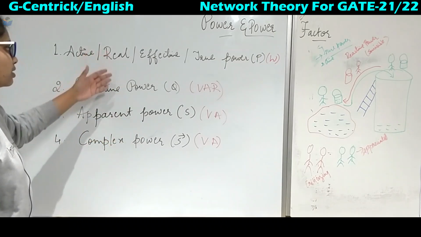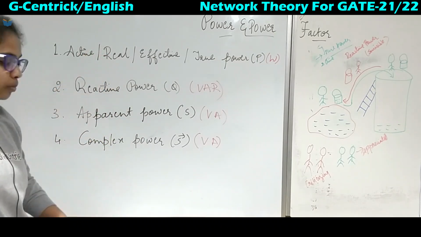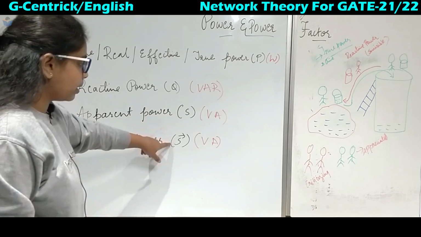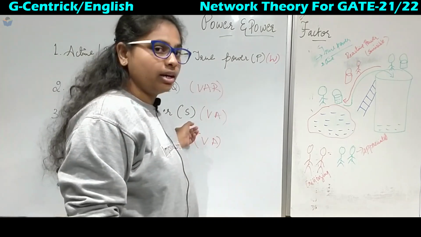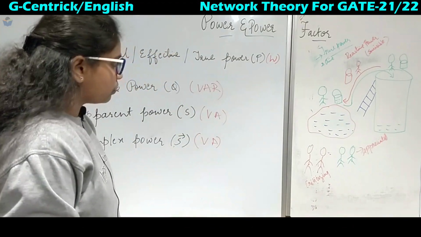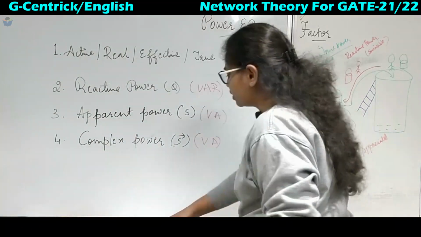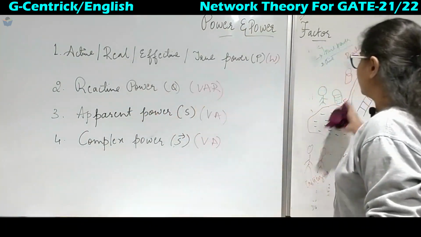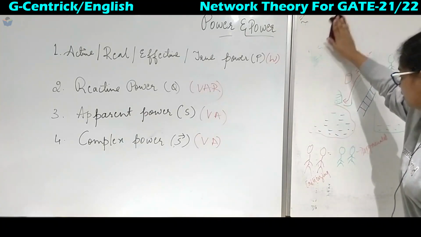So this apparent power is nothing but the combination of these two powers. The complex power is also an apparent power, with magnitude and direction. Next, we will see the power triangle, or before that we will see the power factor.